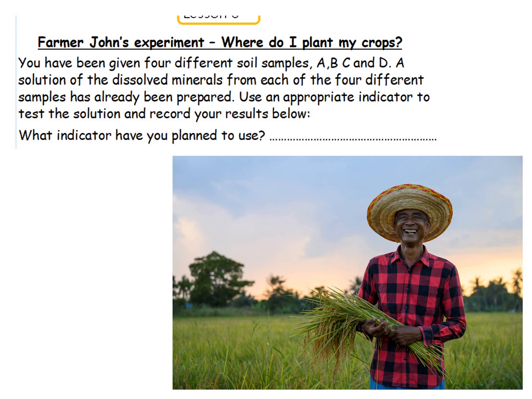So how are we going to help Farmer John? You have been given 4 different soil samples from his 4 fields, A, B, C and D. A solution of dissolved minerals from each of the 4 different samples has already been prepared. Use an appropriate indicator to test the solution and record your results below.